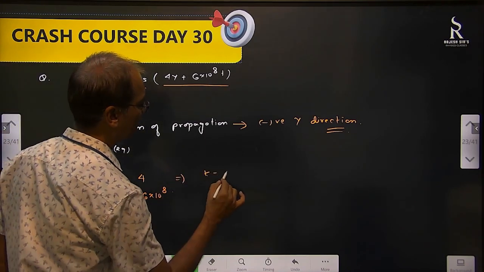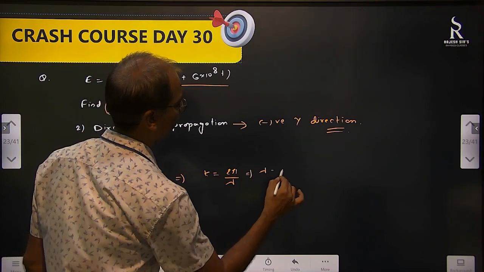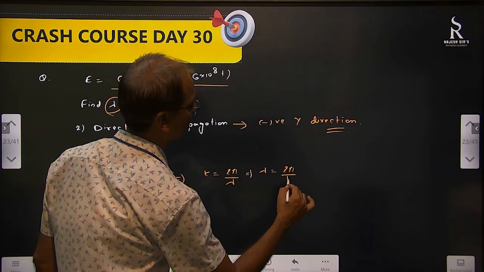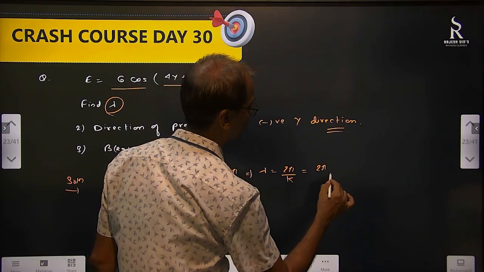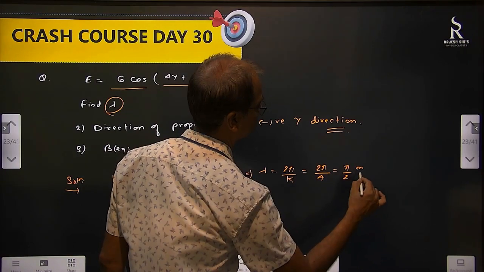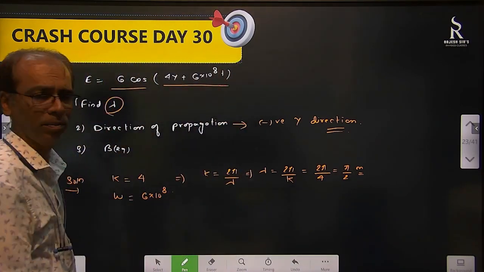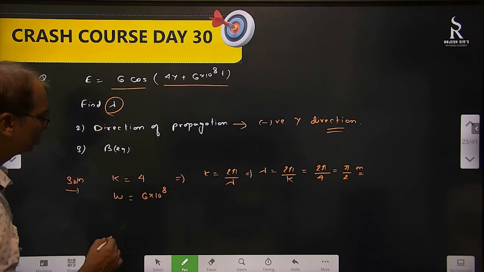K is 2 pi by lambda. Lambda equal to 2 pi by k. And k value is 4. 2 pi by 4, so pi by 2 meter. Lambda, wavelength, in meter only, right? Then direction we have written, B equivalent is asking. Okay, no issues with that.